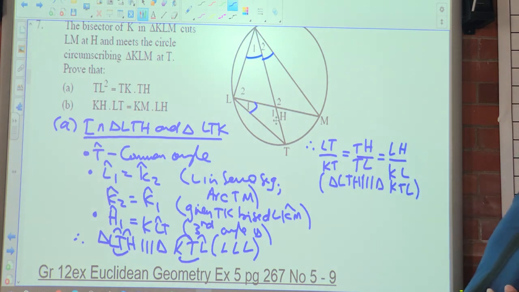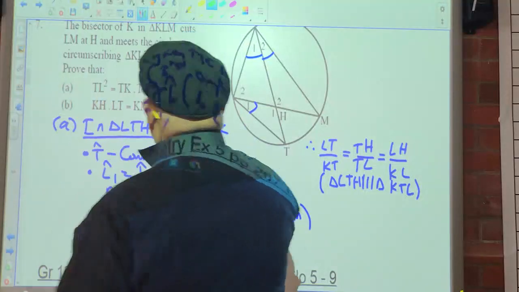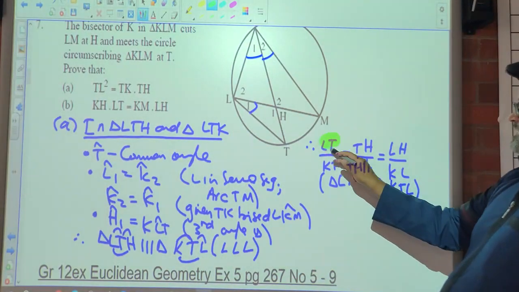Okay. So what do they want? They want LT squared. So there's the one and there's the other.